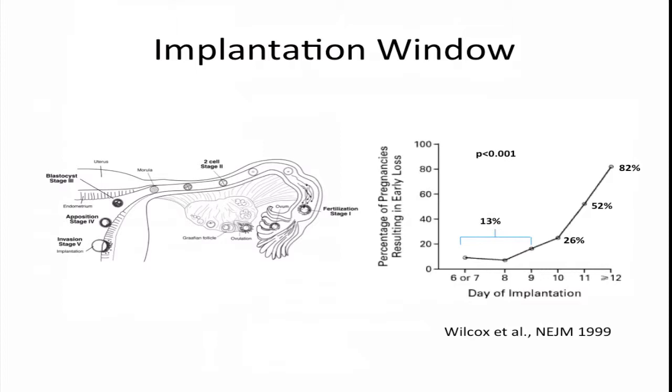On the right, you can see that in a large prospective study by Wilcox, performed in 1999 and published in the New England Journal of Medicine, the miscarriage rate for women that implant between LH plus 6 and LH plus 9 is only 13%. But when implantation occurs on days 10, 11, or after day 12, this miscarriage rate goes up significantly. These data would suggest that synchrony between the endometrium and the embryo and the corpus luteum are very important for success of pregnancy.